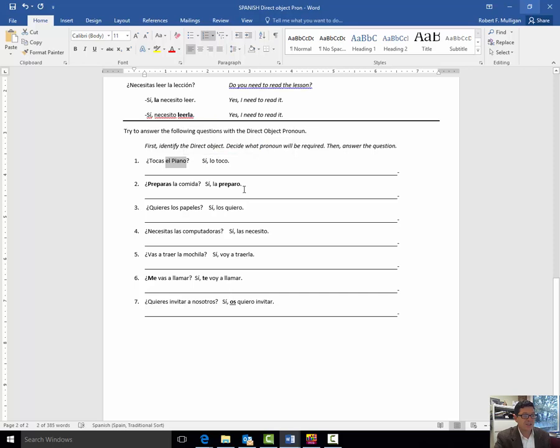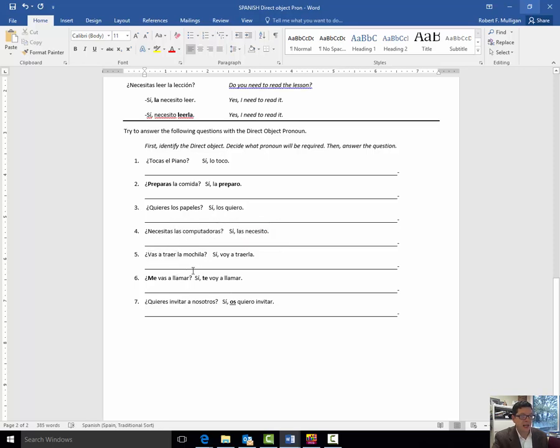¿Preparas la comida? Sí, la preparo. Yes, I prepare it. La is taking the place of la comida. ¿Quieres? Do you want? ¿Quieres los papeles? Sí, los quiero. Again, we're putting it before the conjugated verb. ¿Necesitas las computadoras? Sí, las necesito. Yes, I need them.